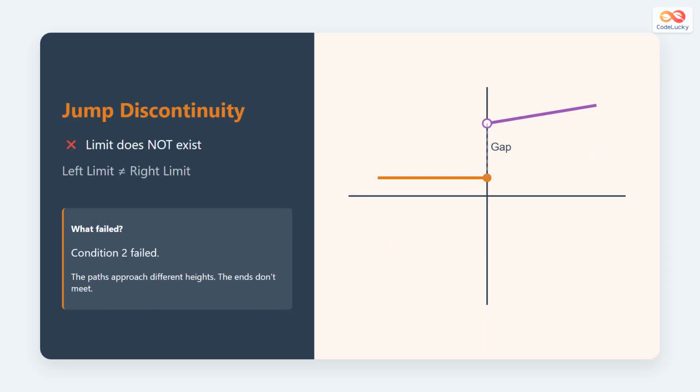This is a jump discontinuity. Here, condition number 2 fails. The limit does not exist because the left side and the right side approach different values. You would literally have to jump to continue drawing the line. It doesn't matter if the points are defined. If the road is broken, it's not continuous.